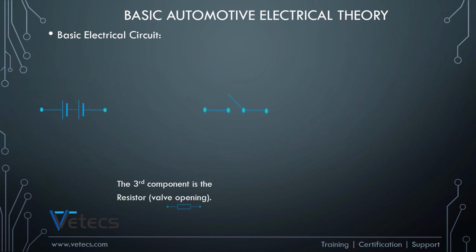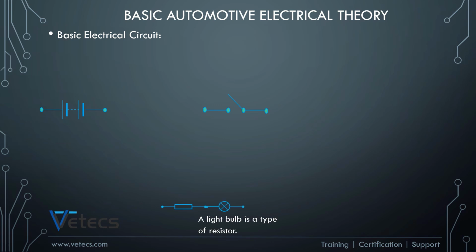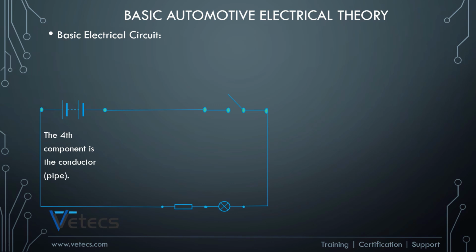The third component we will add is the resistor, representing the size of the valve opening. Let's add another resistor in the form of a light bulb. The fourth component we will add is the conductor connecting the components, which represents the pipe.